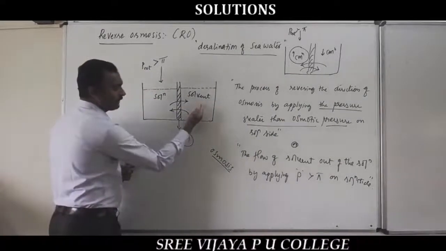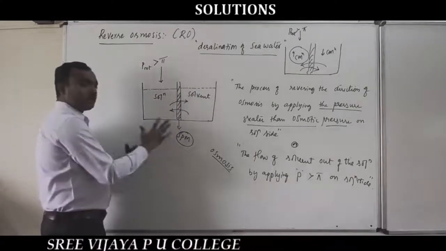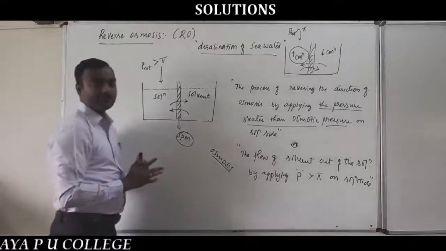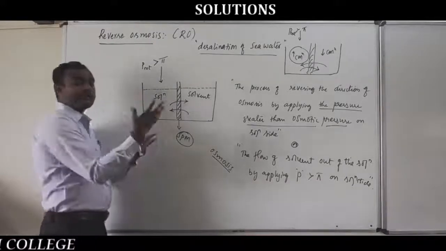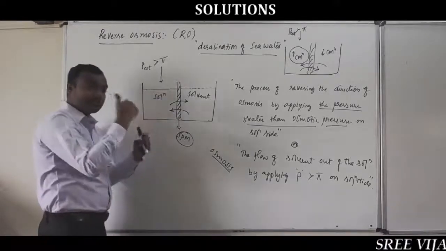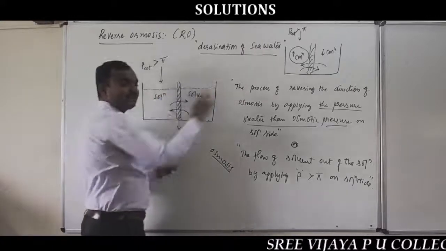So the solvent molecule goes towards the solution, that is osmosis. To stop that, I am going to apply pressure on the solution side, that is osmotic pressure. If I apply a pressure greater than osmotic pressure on the solution side, the solvent molecules move from the solution to the solvent side, and it gets reversed.